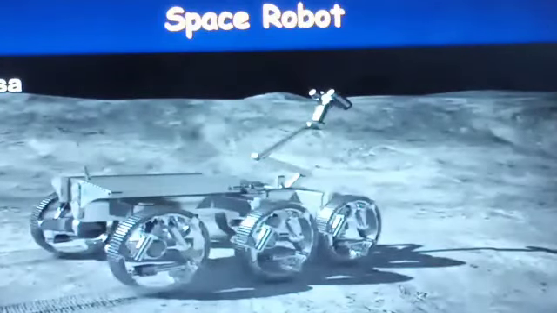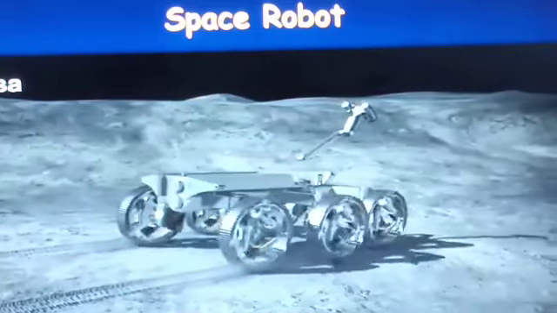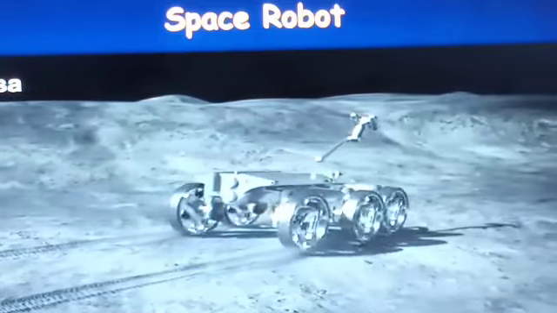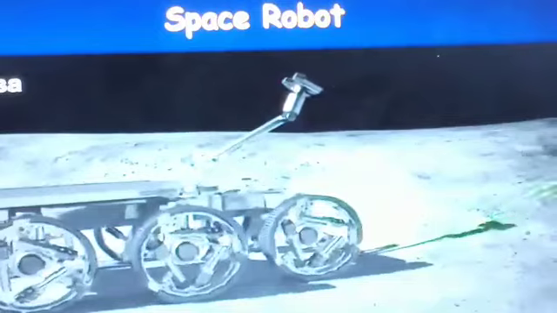The fourth one is the space robot. This type of robot is used to research planets. Let me see. The fifth one is the military robot. This type of robot is used in war. Let me see.